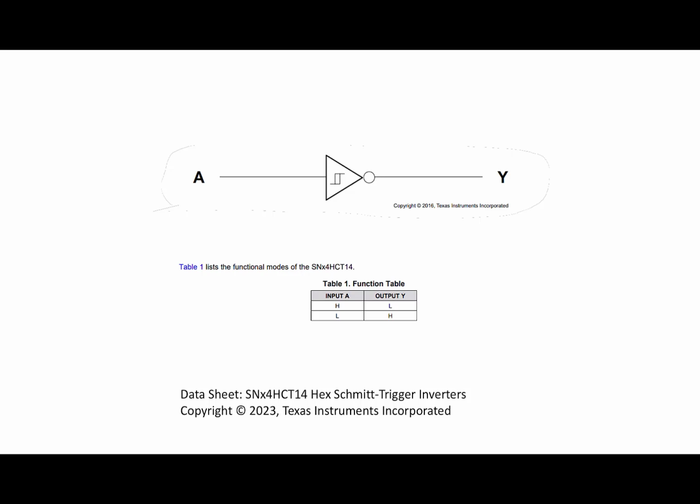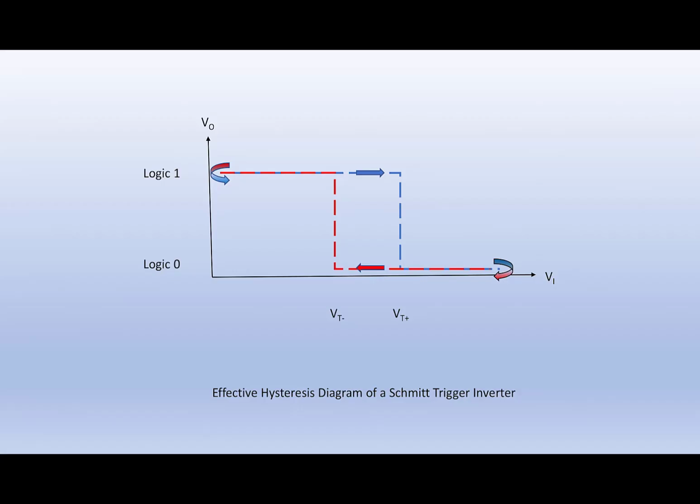Notice in the datasheet for an inverter IC with a Schmitt trigger that the logic symbol is a slightly modified standard NOT gate. Note the hysteresis curve as well as the inversion bubble. The diagram for the Schmitt trigger inverter is nearly the same as the diagram for the Schmitt trigger, as previously shown, but with the logic 0 and 1 states on the y-axis flipped.